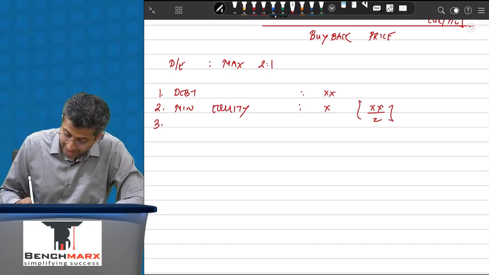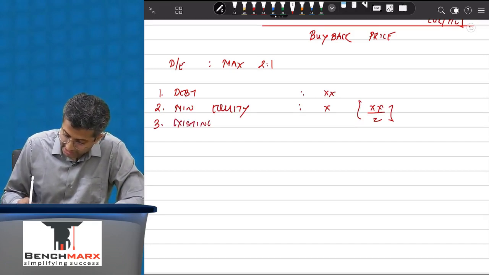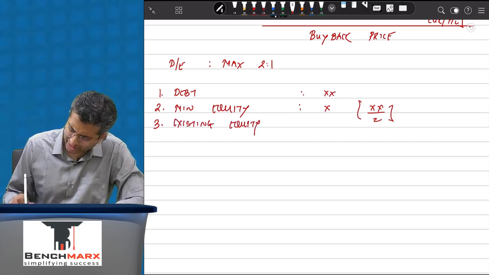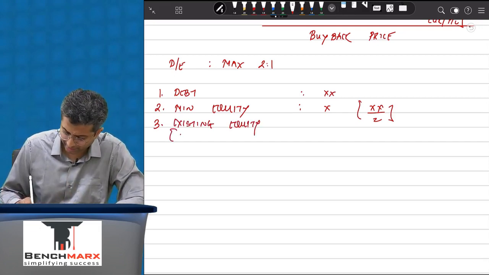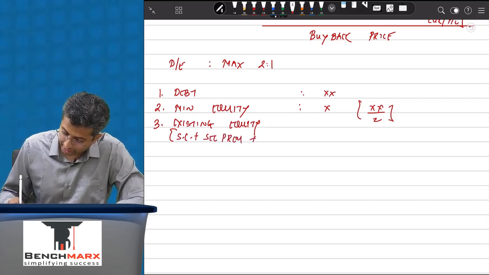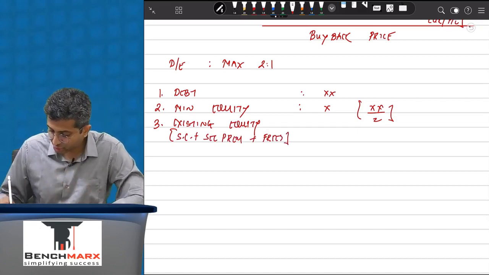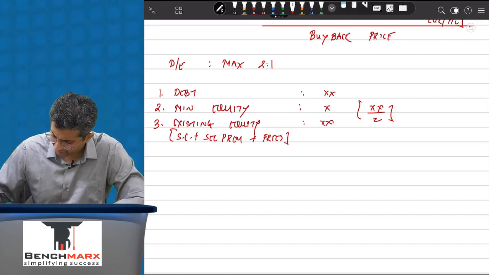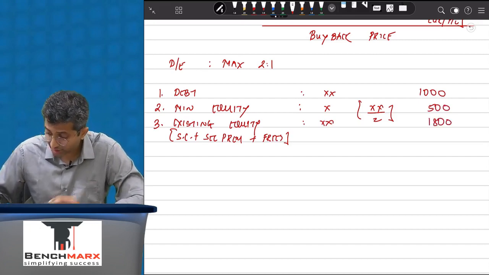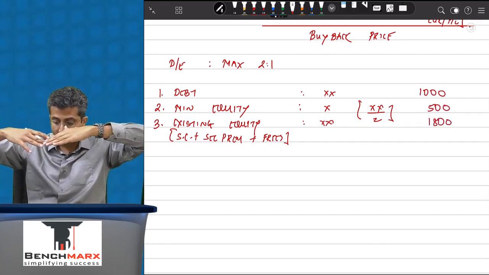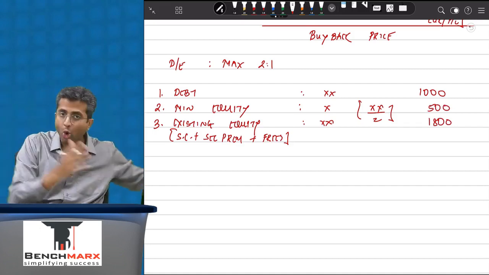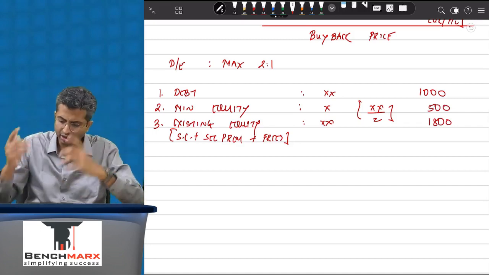You will compare that with the existing equity, and when we look at existing equity, it is the same as calculated in step number 2, that is the paid up share capital plus the securities premium plus the free reserves. So this will give you the existing equity. For example, if your existing debt is 1000, your minimum equity will be 500, but your existing equity over here is 1800, which means you have the potential to take the equity down to 500. We can take this down by 1300 rupees.